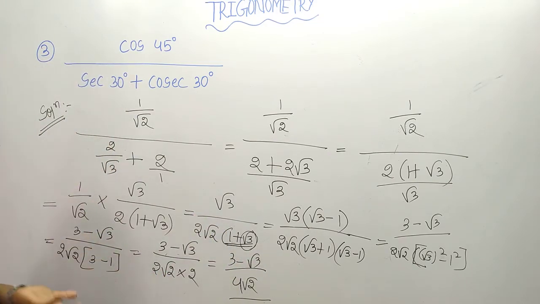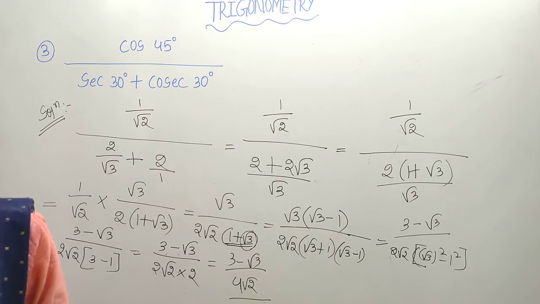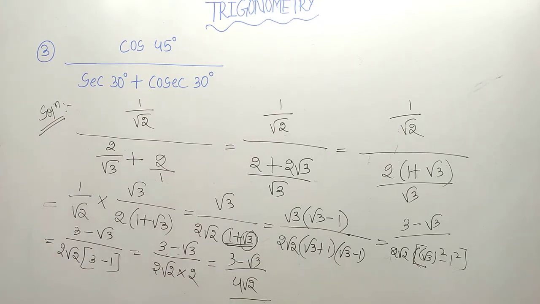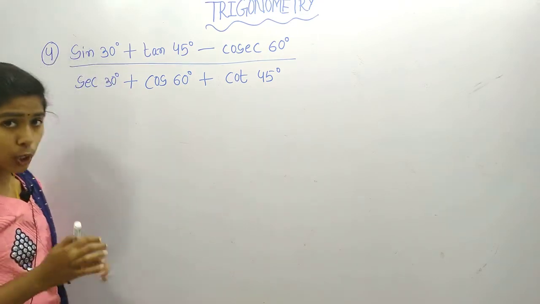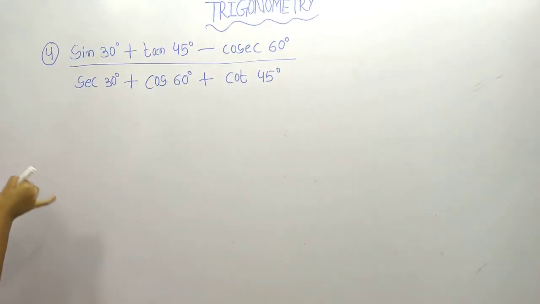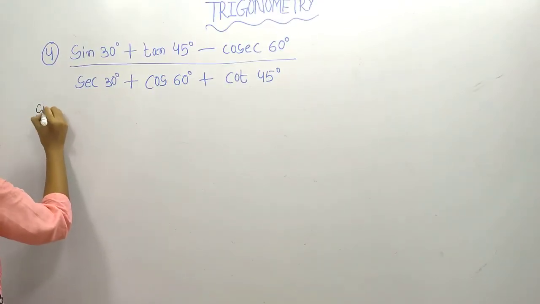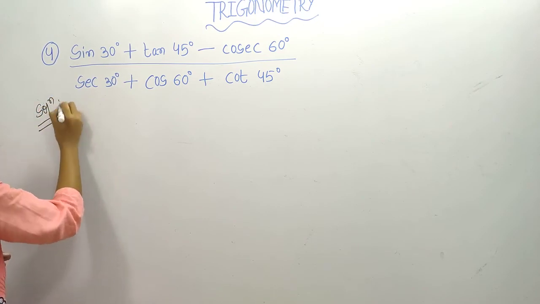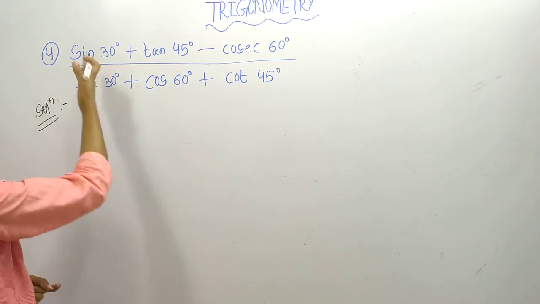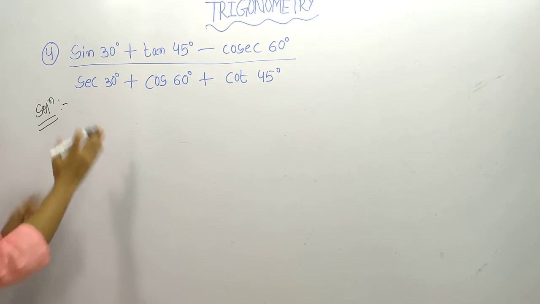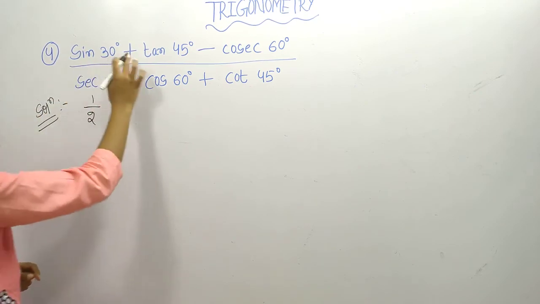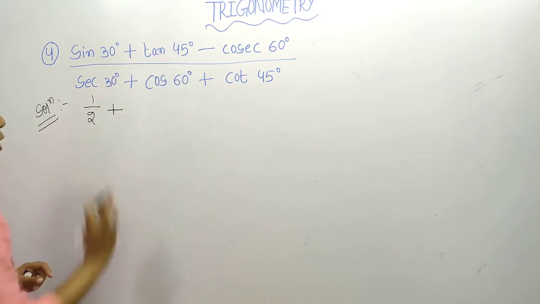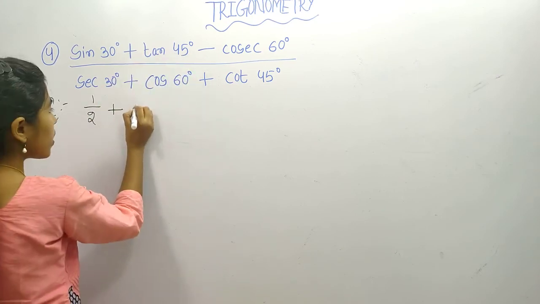So let's move to the next question. So this is our next question. Okay. So let's find it. We only have to put the values first. Here you see sine 30 degree. What is the value of sine 30? 1 by 2, plus tan 45 degree. We know tan 45 degree value is 1.